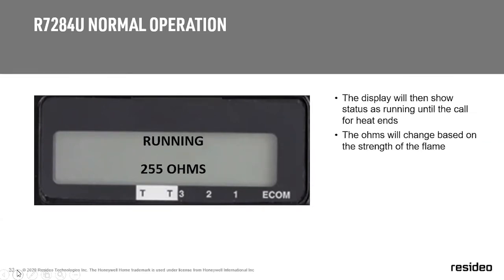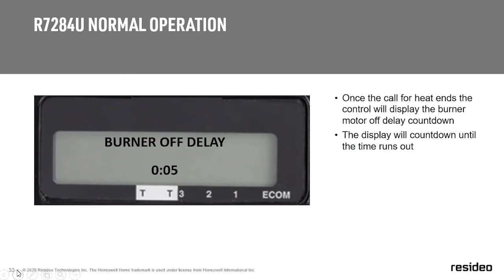When it's running, what the ohms are, and based on the strength of the flame, you'll see that move up and down as it goes through. If it's trending in the wrong direction, you can look at the trend of the CAD cell, and that kind of points you to the direction of where you need to go as far as diagnosing a problem or issue with the boiler.